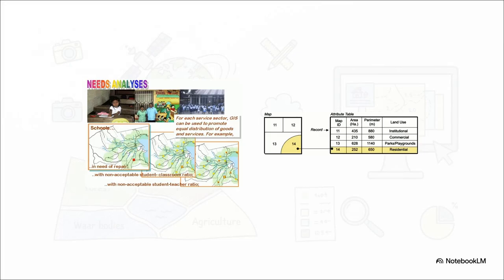And this brilliantly illustrates how that connection works in practice. A single row of data, say a record showing a 252-hectare residential area, is linked directly to a specific geographic polygon on the map. Because of this link, planners can perform really complex needs analyses. For instance, by mapping out public schools and linking them to attribute data, like student classroom ratios or building conditions, planners can instantly visualize exactly which neighborhoods are overcrowded or in need of immediate repair.